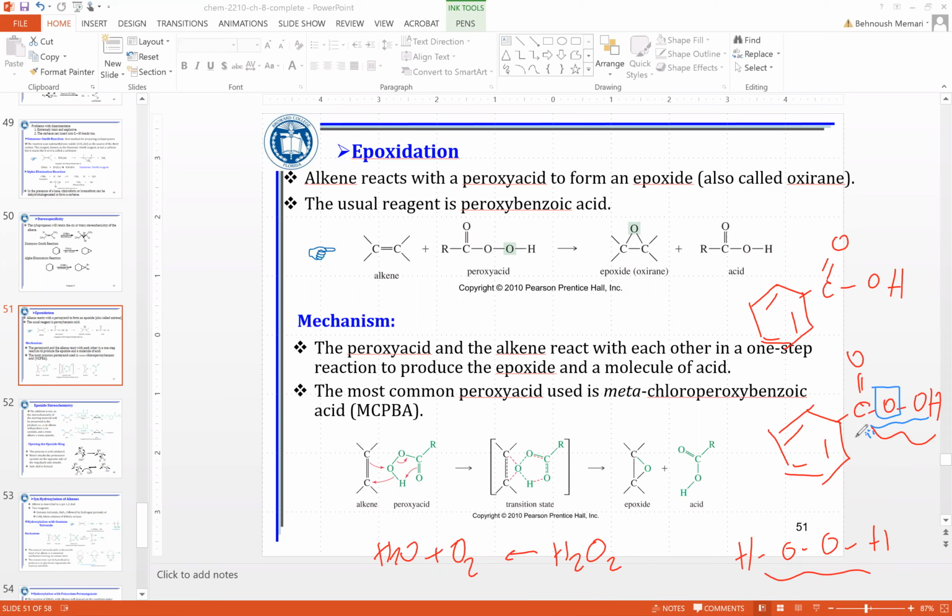And if peroxy acid loses that oxygen, it's going to change to a carboxylic acid, or if it's a peroxybenzoic acid, it would change to benzoic acid by losing that oxygen. That oxygen is needed to make the CC double bond change to epoxide, or change to this oxirane. That's another name for it.